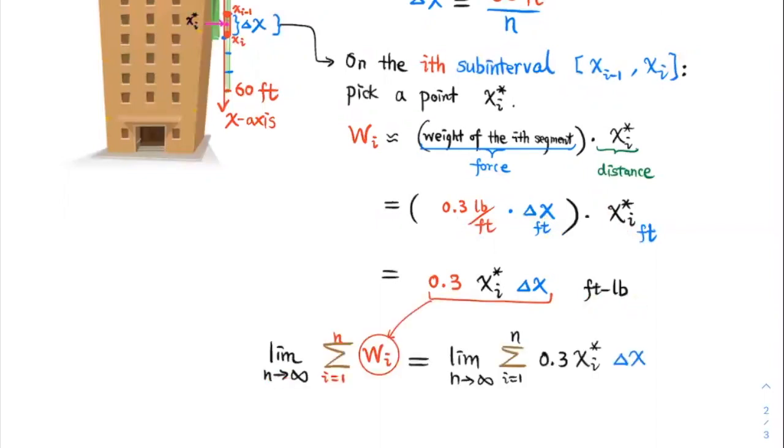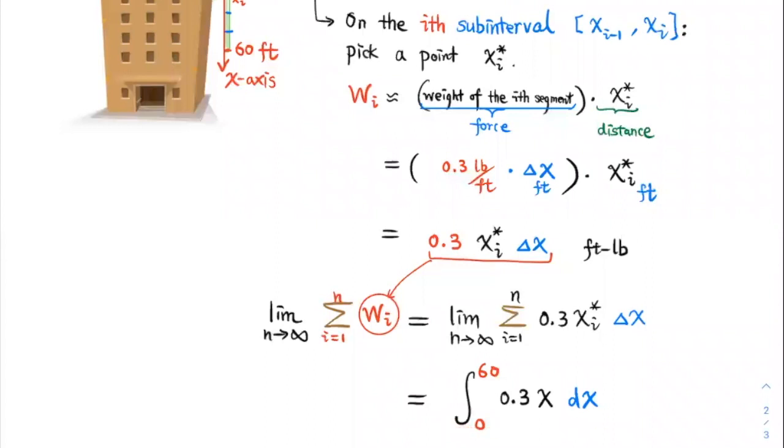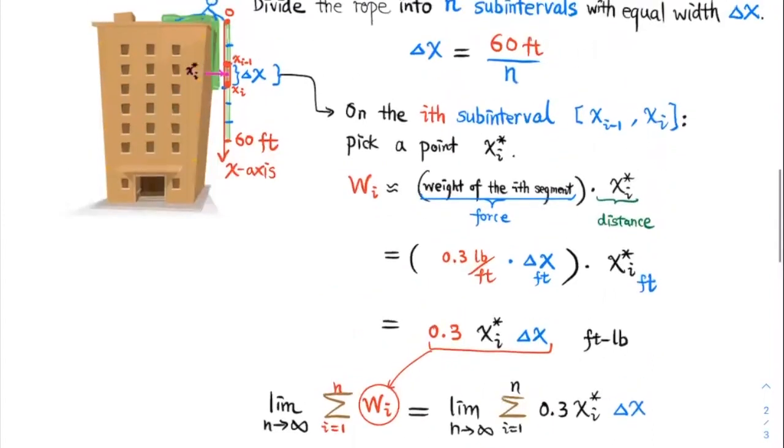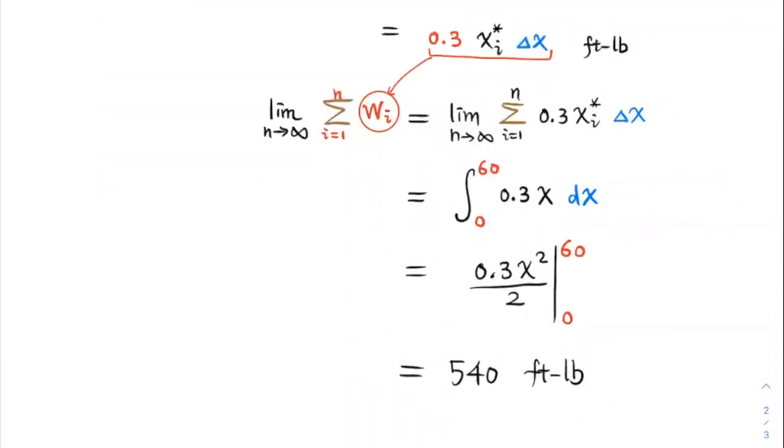Now we're going to sum up all those Wi, the work done on each segment, and let n go to infinity. The limit of this Riemann sum is equal to this definite integral of this function, and x here goes from 0 to 60, because the rope here goes from 0 to 60. Evaluate this integral, we also get 540 foot-pound.